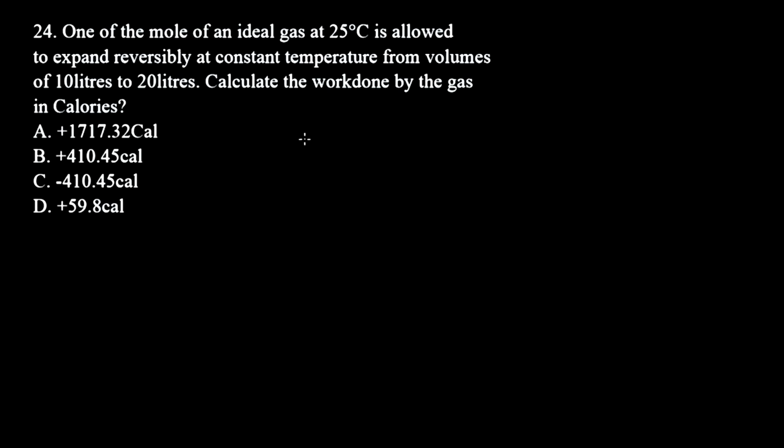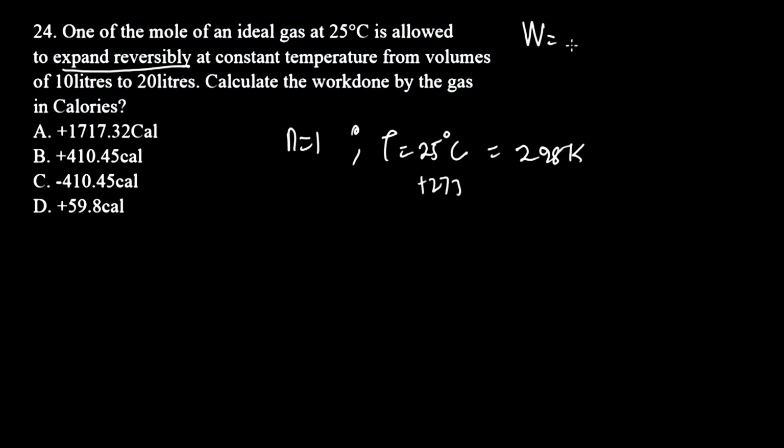In this question we have n equals 1 mole of an ideal gas at a temperature of 25 degrees Celsius, which is the same thing as 298 Kelvin, when we add 25 plus 273. The gas expands reversibly, right? Since the gas expands reversibly, we have work to be negative 2.303 nRT log V2 over V1, the volumes.